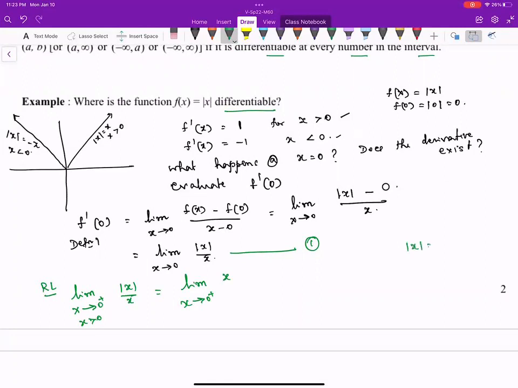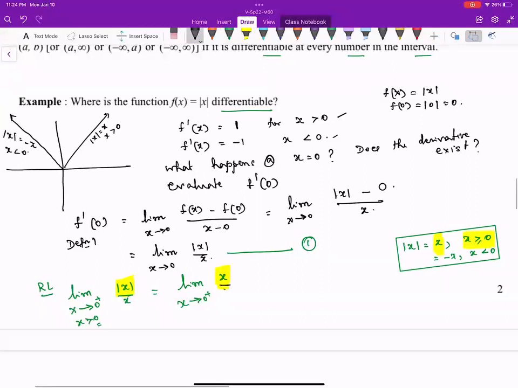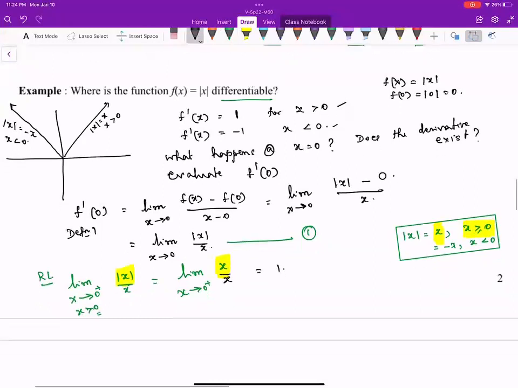What is the definition of absolute x? Absolute x is x whenever x is more than or equal to 0. It is equal to negative x if x is less than 0. This is how we define the absolute function. As we are approaching 0 from the right side and x is more than 0, the numerator absolute x will be simply x from this definition. So the denominator is x, so it is equal to 1.